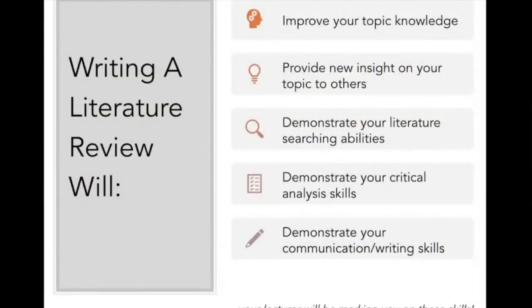Okay, so writing a literature review will improve your topic knowledge, and provide new insight into your topic or another topic that you are interested to study. Maybe you are interested in cancer biology, but your field is actually biomaterial, which is not quite related. So what you do is collect different types of articles, study them, and create a literature review. And it demonstrates your literature searching abilities.